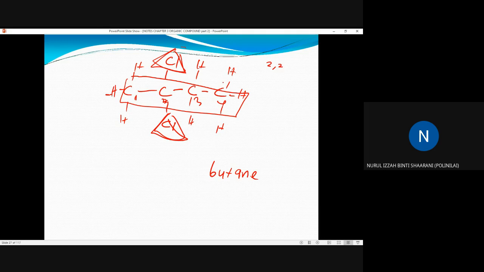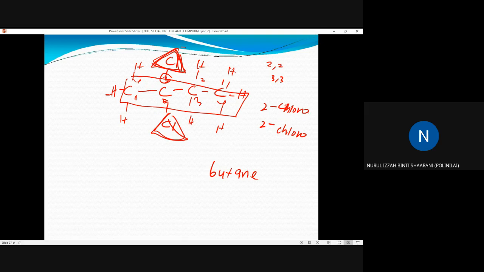Kalau numberkan daripada sini, 1, 2, 3, 4, dia akan duduk kat karbon nombor 3, so 3, 3. So tak boleh lah, tinggi nombor dia, kita ambil nombor combination yang terendah. Then tentukan what is our substituent. So this one is chloro. Remember when chlorine attached to the parent chain of hydrocarbon, kita tak panggil dia chlorine. Jangan tulis chlorine.